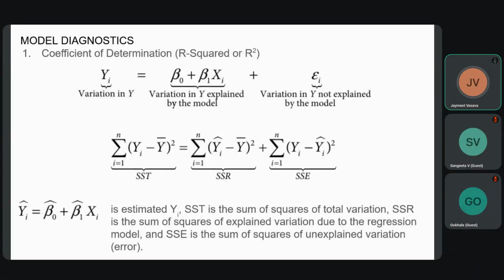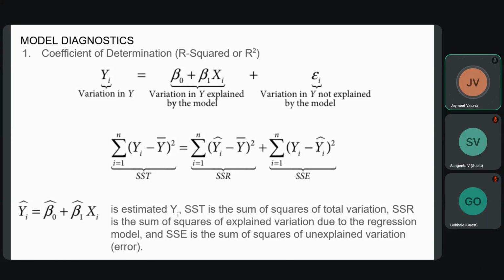So the coefficient of determination, which is also known as R squared. You can see the mathematical representation of it: y equals beta 0 plus beta 1 times xi plus the estimation of the errors, epsilon i. So the variation in y explained by the model, and the variation in y not explained by the model, is the estimation of the errors.